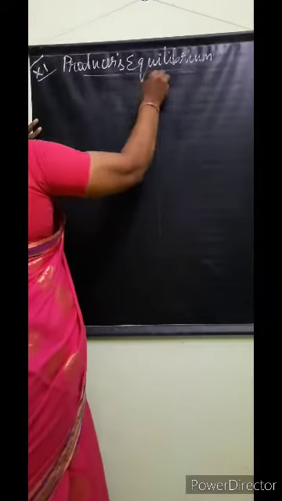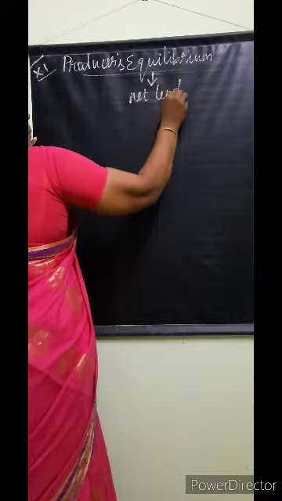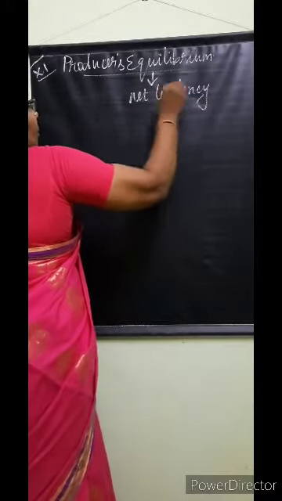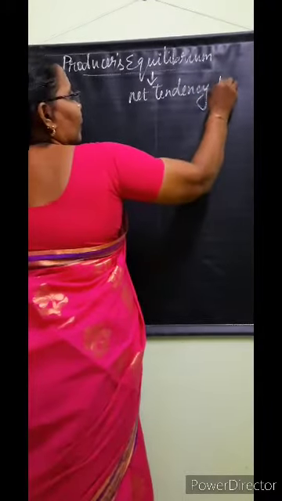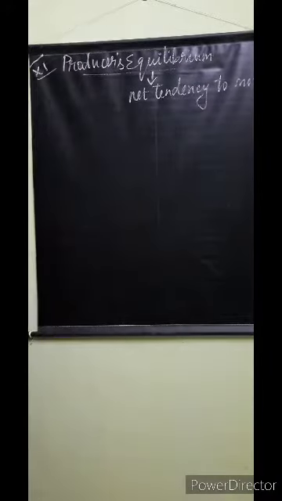Girls, our next topic is producer's equilibrium. What do you mean by equilibrium? Already I told, isn't it? There is no net tendency to move. That is the optimum point where they are getting the equivalence.